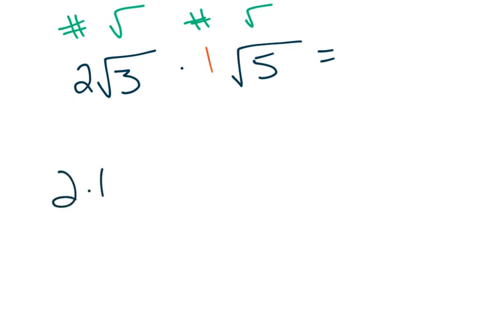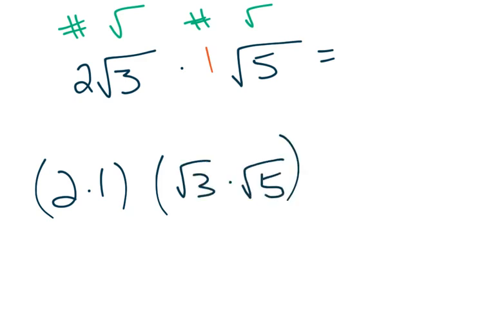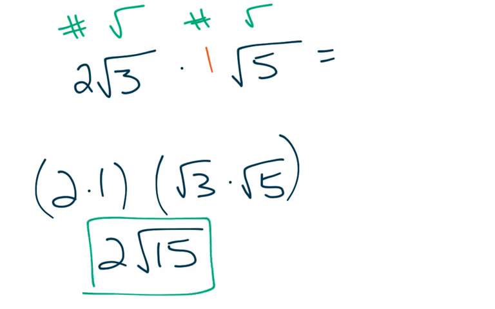So I really have 2 times 1 as my numbers, and then the square root of 3 times the square root of 5 as my radicals. Well, 2 times 1 is 2, and the square root of 3 times the square root of 5, which we just did, is the square root of 15. And so that would be my answer. So to recap, you have to multiply your front numbers together, and you have to multiply your radicals together. And that's really it. And then simplify if you can. Now, the square root of 15 isn't going to simplify, because 15 doesn't have any other factors besides 3 and 5, and neither of those are a perfect square.